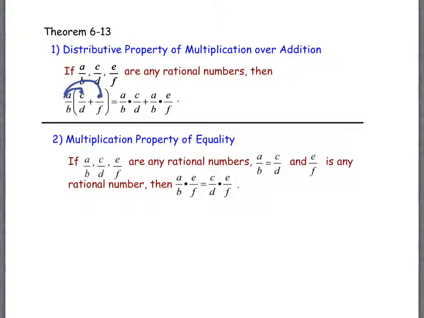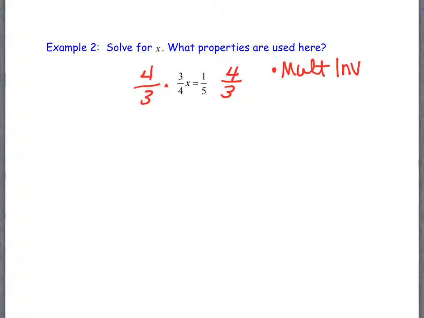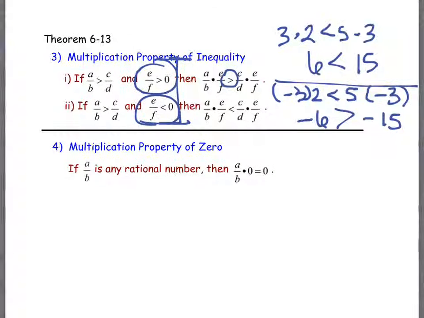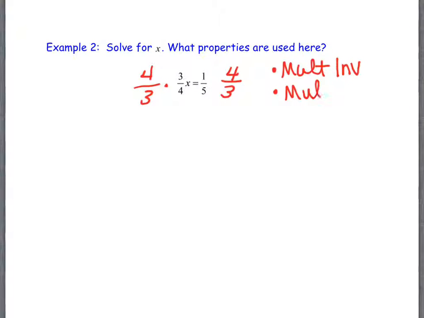Number 2, right? She's using the multiplication property of equality. That's what allows me to multiply both sides and still put an equals between them once I do that. So this is the multiplicative inverse property, and this is the... what do they call it? Multiplicative property of equality, multiplication. Multiplication property of equality. Okay, so let's do that.